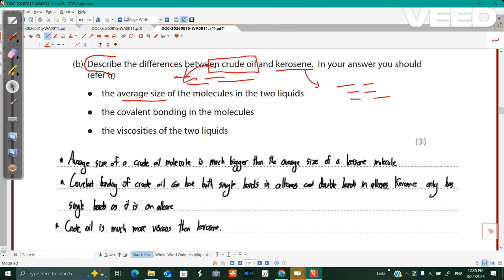Remember, describe and explain have two different meanings. If they ask you to explain only, you should tell the reasons. Which is bigger, which is smaller. Describe the covalent bonding of the molecule, kerosene and crude oil.